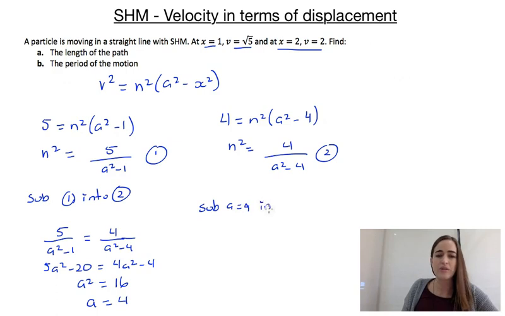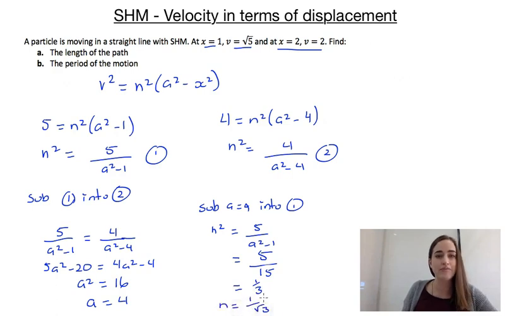Now I can sub that back in. I can sub it into either one, but let's just go with number 1. So I'd have n squared is equal to 5 over a squared minus 1, which would be 5 over 4 squared minus 1, which is 3. No, it's not. It's 15, which gives me 1/3, which means that my n would be equal to 1 over the square root of 3. Now these two numbers are what's going to help me figure out my length of my path and my period of my motion.